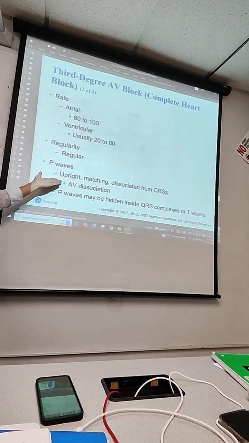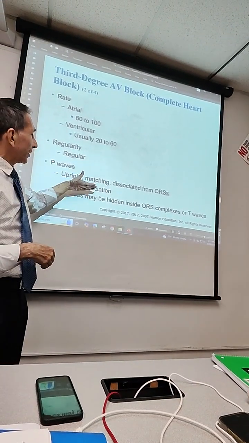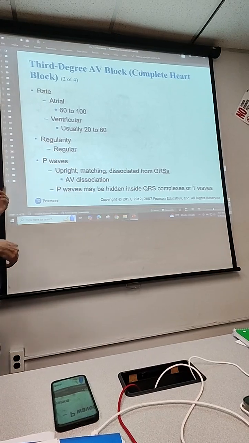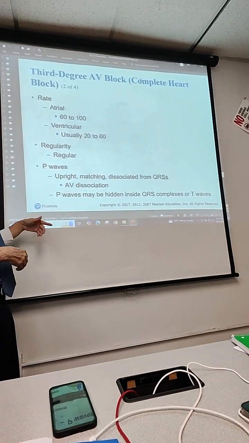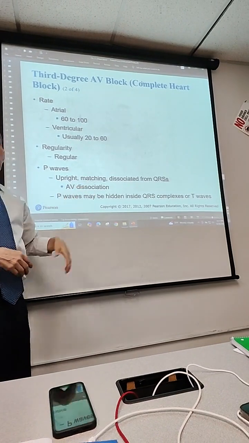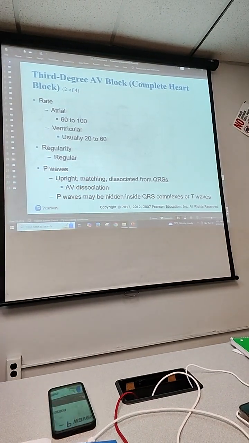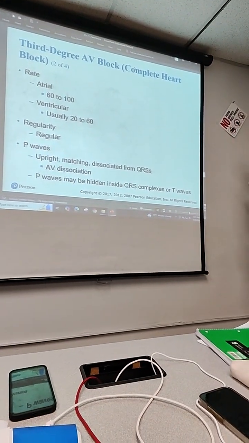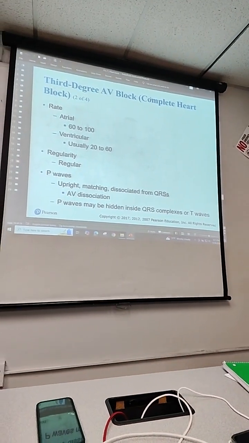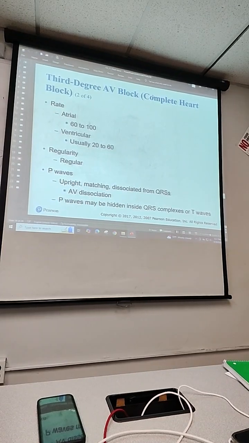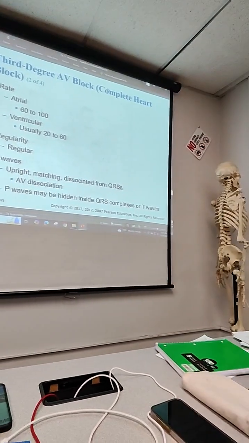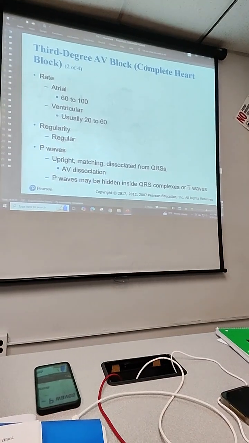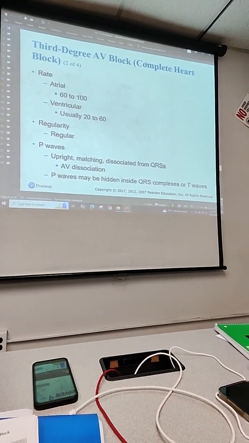The P waves, once again, they are positive, and they look alike. That's basic resonance matching. But they are disassociated from the QRS, AV disassociation, because we're going to have drops of the QRS. So the only block that doesn't have a dropping of the QRS is which one? The first one. The second one has drops.